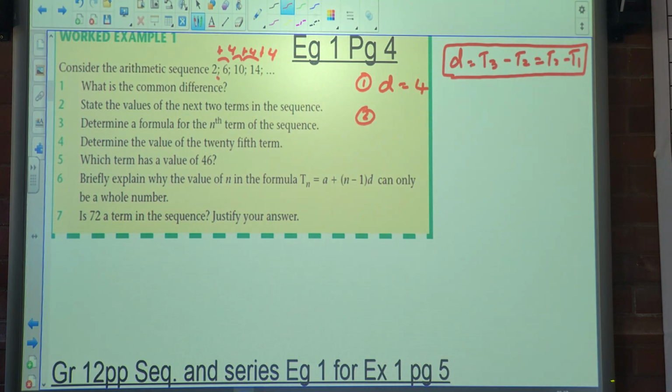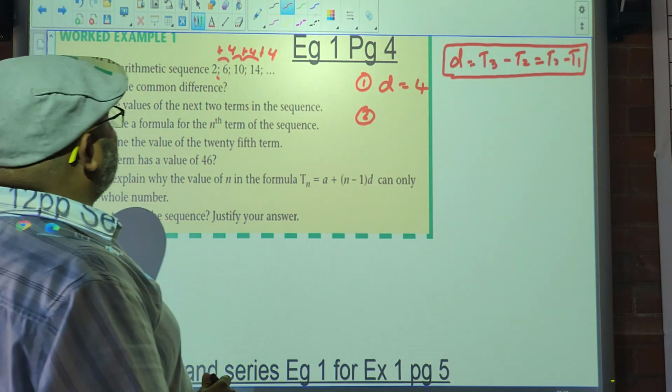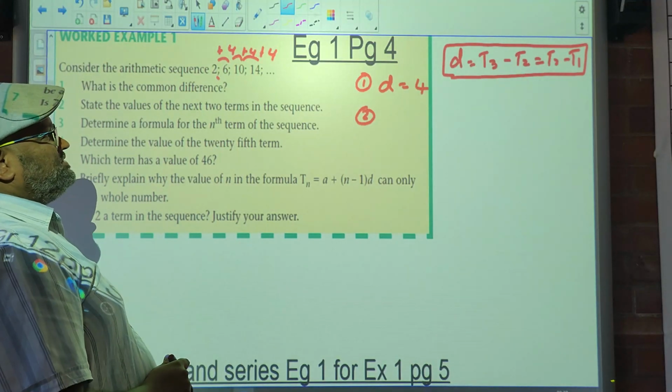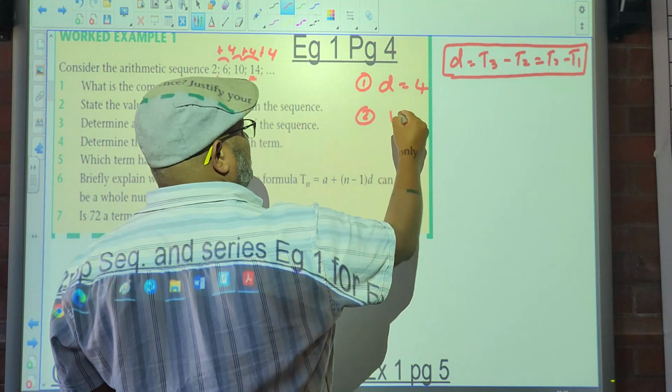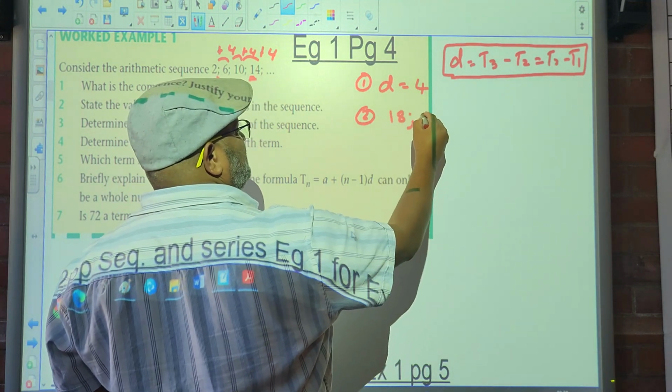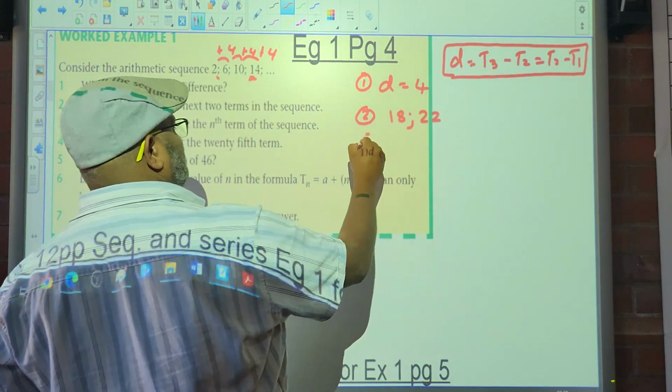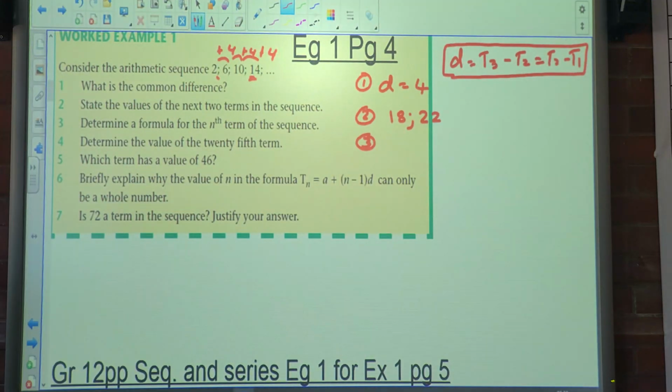Does it make sense? Number 2, state the value of the next 2 terms in the sequence. So if I add 4 to 14, what do I get? 18. If I add 4 again? 22. Number 3. Determine the formula for the nth term of the sequence.